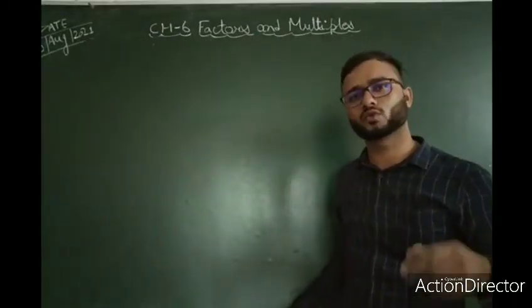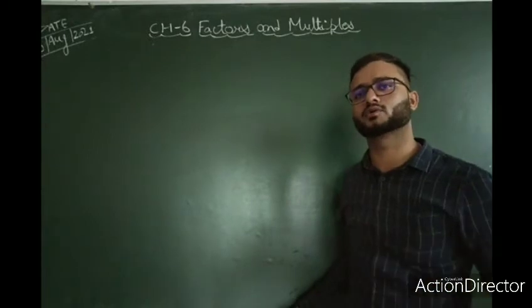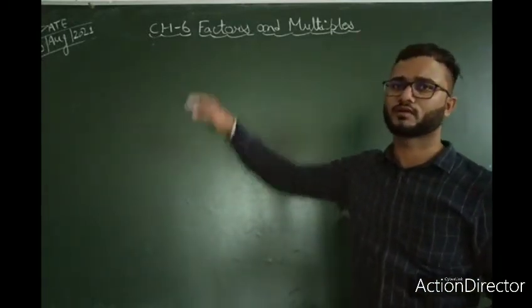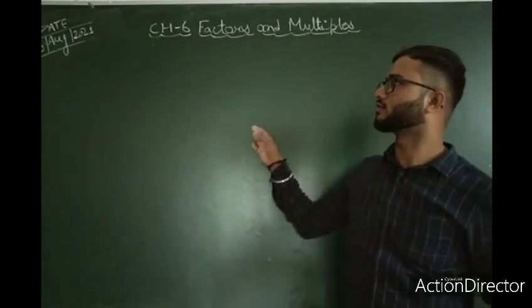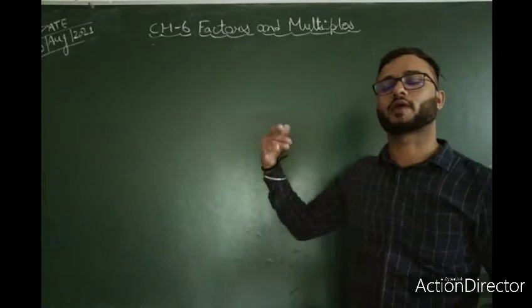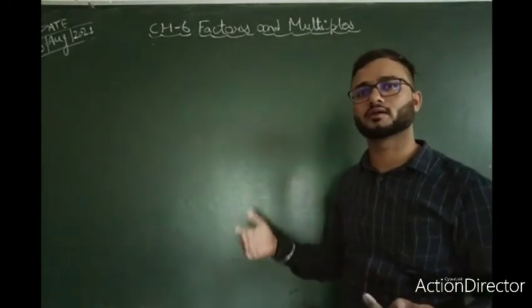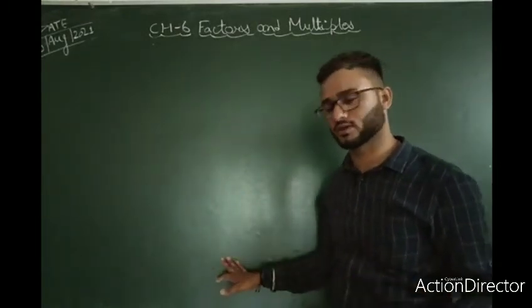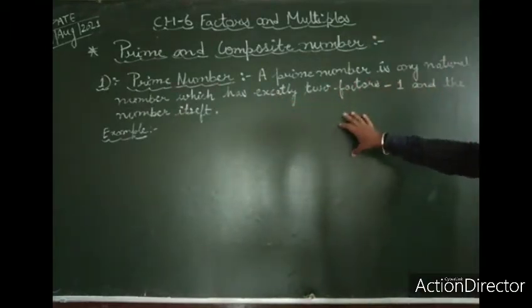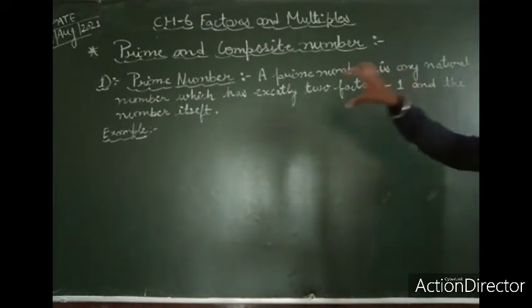Numbers are divided into two parts, prime numbers and composite numbers. So first we will discuss prime and composite numbers. We write the definitions and discuss what prime numbers are, and why we call these numbers prime and composite. What are prime numbers actually? A prime number is any natural number which has exactly two factors, 1 and the number itself.